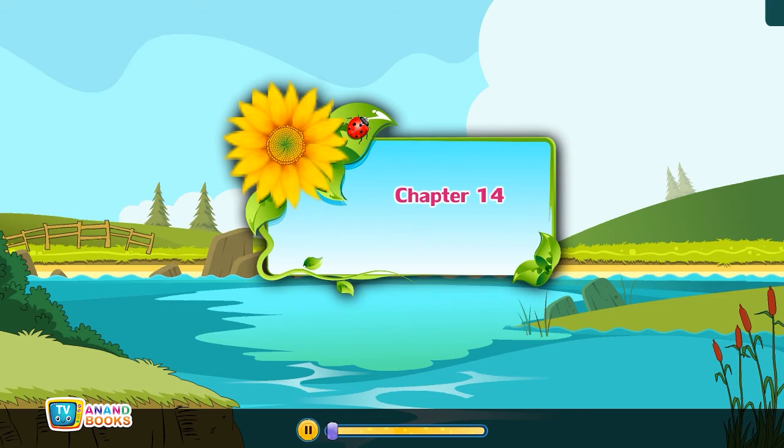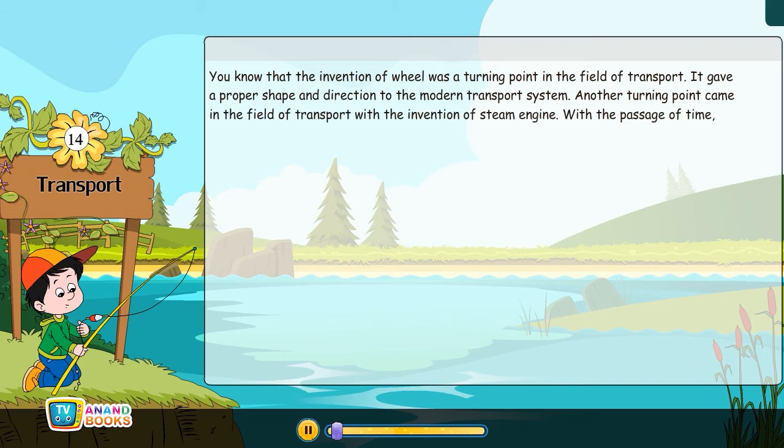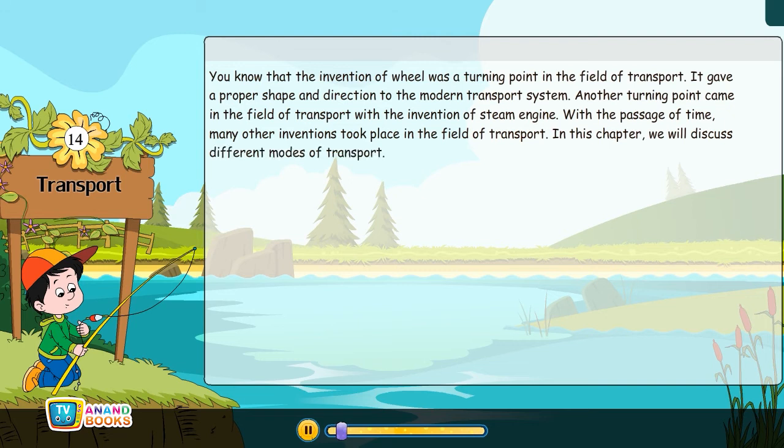Chapter 14. Transport. You know that the invention of the wheel was a turning point in the field of transport. It gave a proper shape and direction to the modern transport system. Another turning point came in the field of transport with the invention of the steam engine. With the passage of time, many other inventions took place in the field of transport. In this chapter, we will discuss different modes of transport.